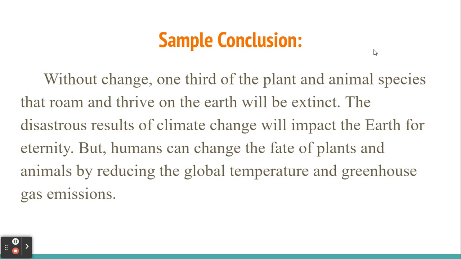So this is the same student's conclusion paragraph. She restated her thesis in the first sentence. Without change, 1/3 of the plant and animal species that roam and thrive on the earth will be extinct. And then the next 2 sentences, she gives her thoughts and opinions about this topic. The disastrous results of climate change will impact the earth for eternity, but humans can change the fate of plants and animals by reducing the global temperature and greenhouse gas emissions. So the first sentence, she restates her thesis statement, and then the next 2 sentences, she explains her thoughts about it.